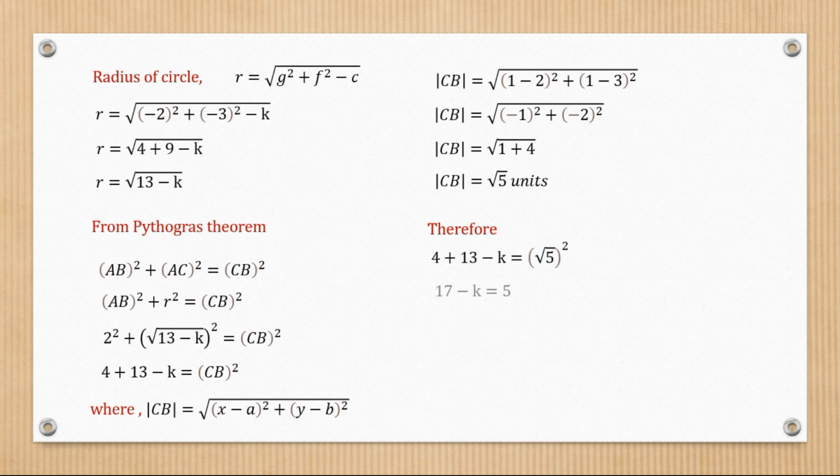Now root of 5 squared shall be 5. So now we'll have this. 4 + 13 is 17. So 17 - k shall be equal to 5. Make k the subject by taking k to the right hand side of the equal sign and bringing this 5 to the left hand side. Then we shall see that k shall actually be equal to 12, and that is the value of k.